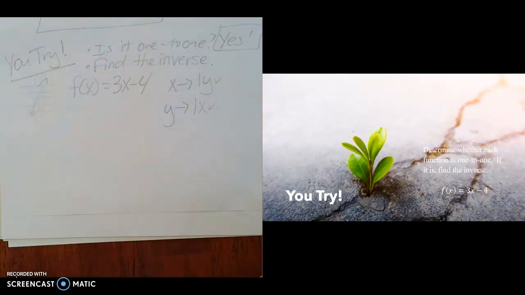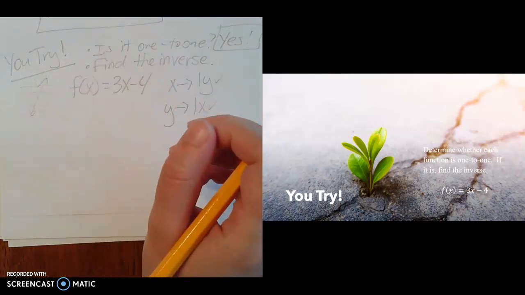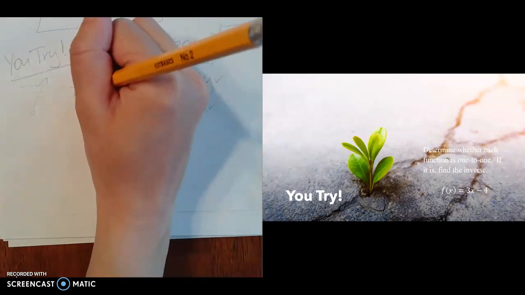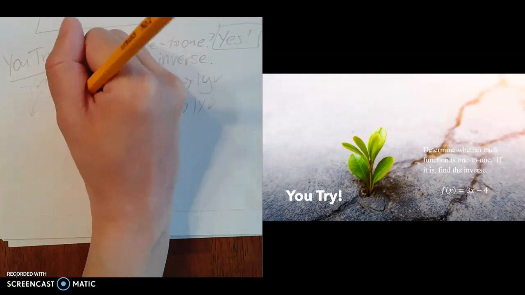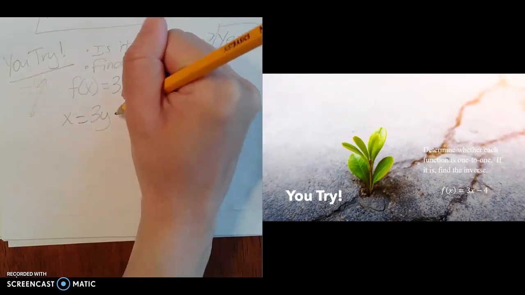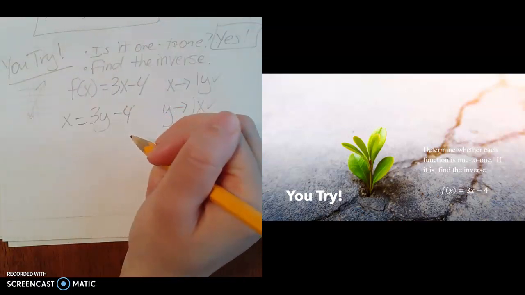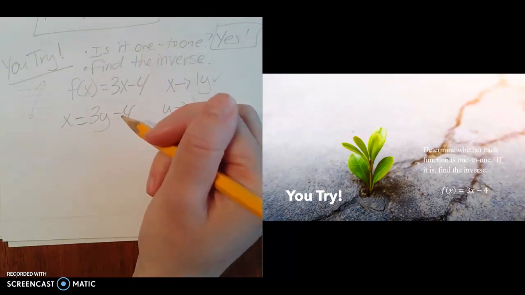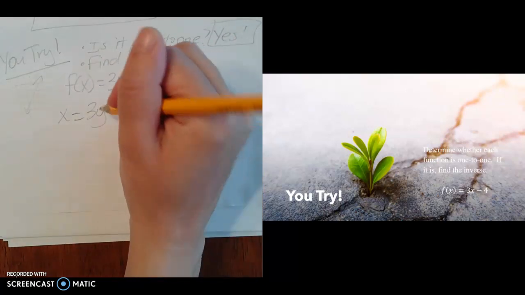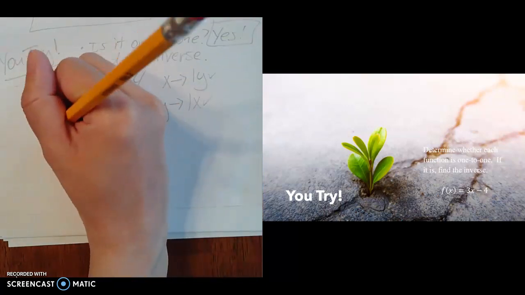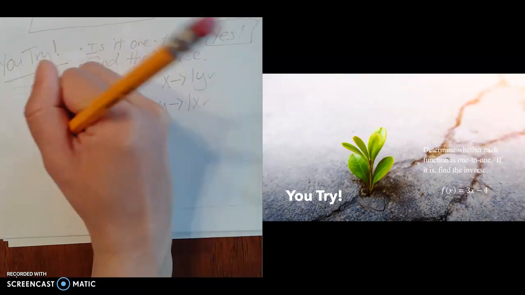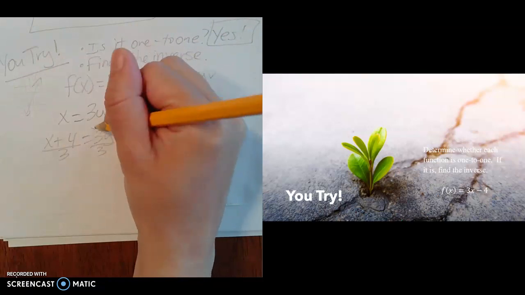To find our inverse, we're going to switch the x and y and solve for y. So when I switch the x and y, we're going to have x equals instead of f of x equals. And I'm just going to use a y over here for the x: 3y minus 4. So we're just switching the x and y. Then I'm going to solve for y and I'll get it back into function notation at the end. So from here, I would add 4 to both sides. So I'll have x plus 4 equals 3y. And then I'll divide both sides by 3, okay?